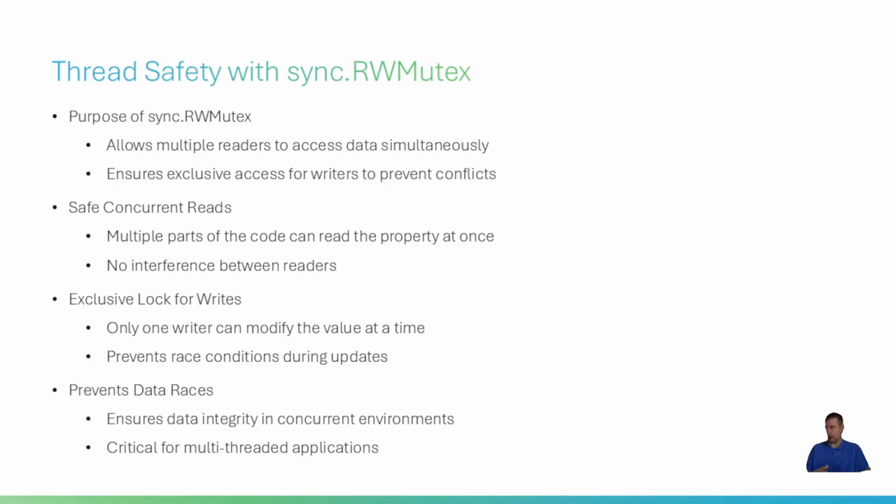Sometimes you need to read a lot, and reading doesn't change the value or modify the resource at all. This mutex allows multiple readers to read and only one writer. Then it ensures exclusive access for writers to prevent conflict. Reads are concurrent and safe. There's no interference between readers, and only one writer can modify the value at a time. This prevents race conditions during updates, ensures data integrity, and is critical for multi-threaded applications.